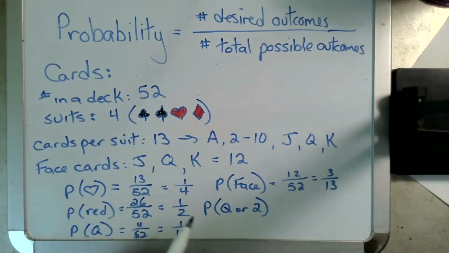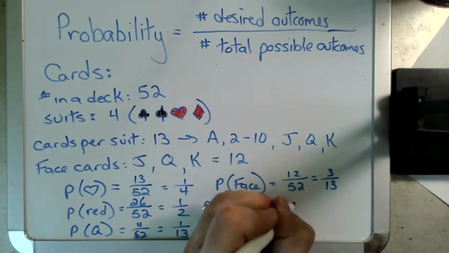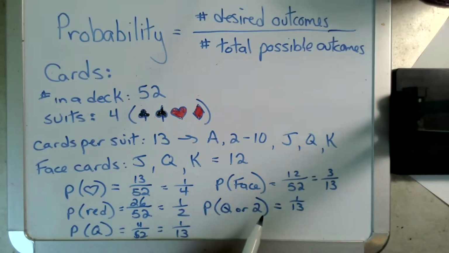How about the probability of drawing a queen or a 2? What does "or" mean? That's right, "or" means plus. Well, we know the probability of a queen is 1/13. The probability of a 2 will also be 1/13, right? There will be 4 twos out of 52 cards. So the probability of a queen or a 2 is 2/13.